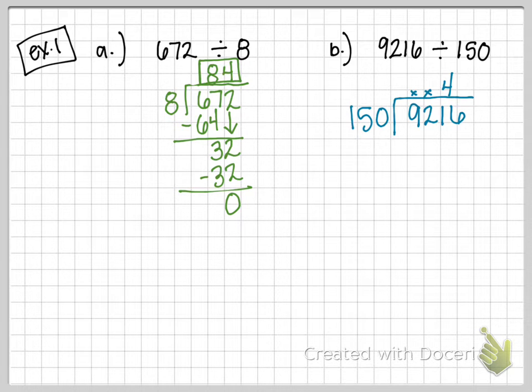Let's try 4. So we're going to multiply. 4 times 0 is 0. 4 times 5 is 20. Carry the 2. 4 times 1 is 4 plus 2 is 6. This isn't going to be enough. What did I do?